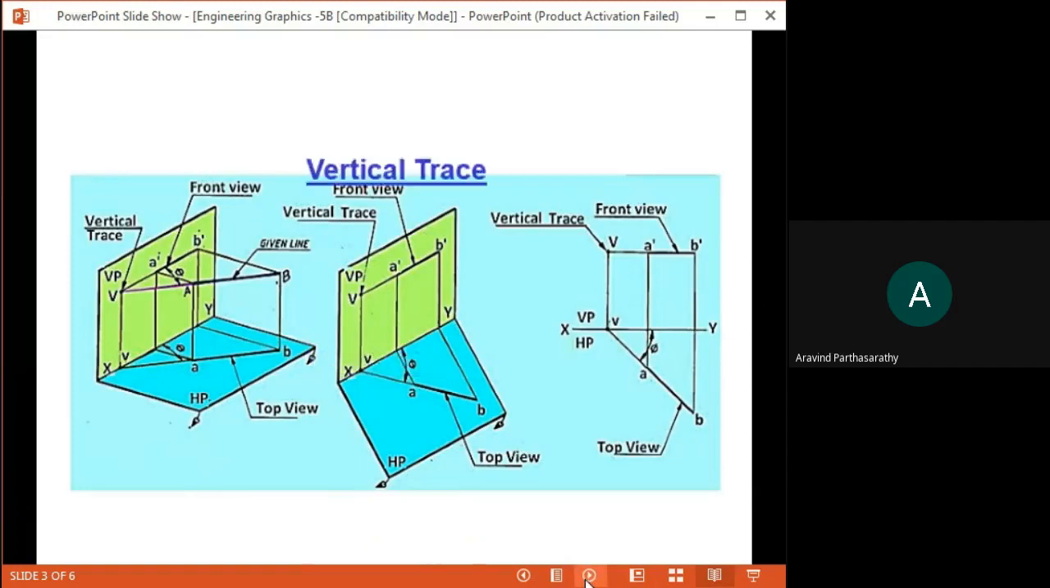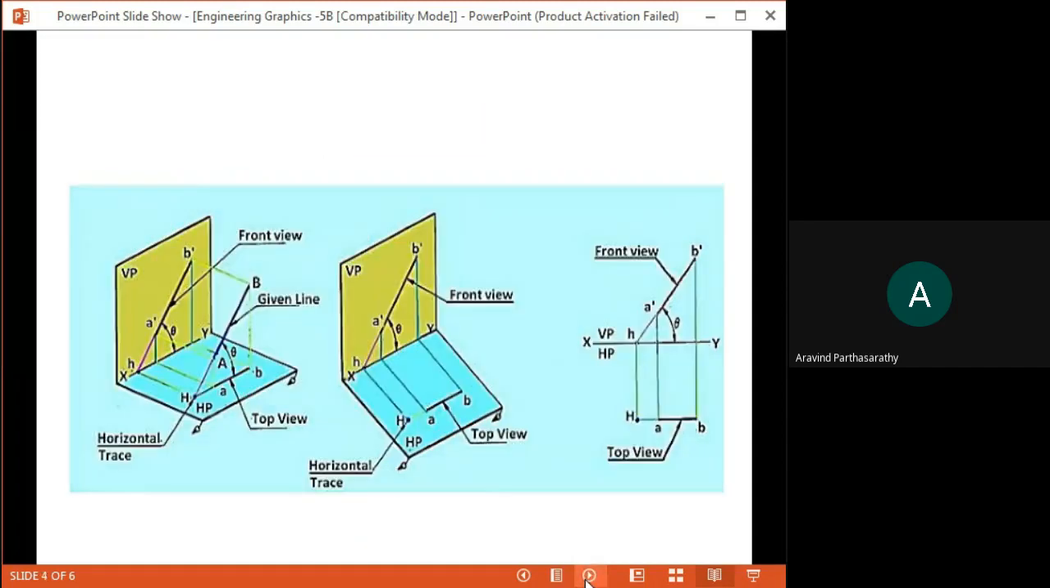Okay, right. So now this is the vertical trace, and now we are going to study the horizontal trace. So what is the horizontal trace actually? In the horizontal trace problem, there is a line which is inclined to the HP, the horizontal plane. You will see that there is a vertical plane and a horizontal plane, and I'm going to draw a line which is capital AB. This line is our given line, and it is inclined to the HP, the horizontal plane.